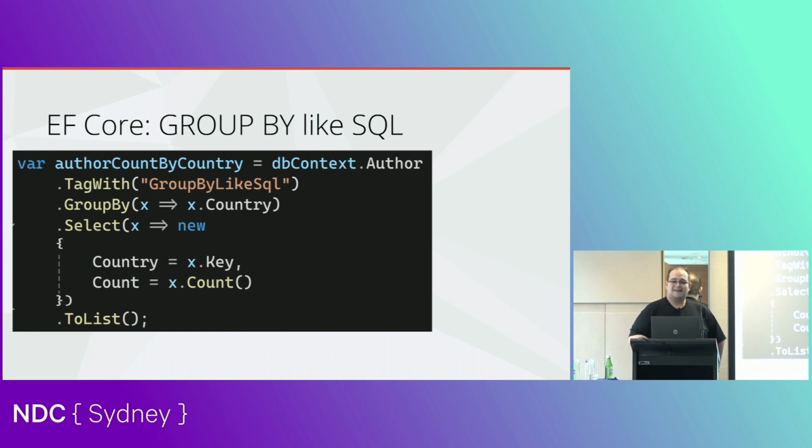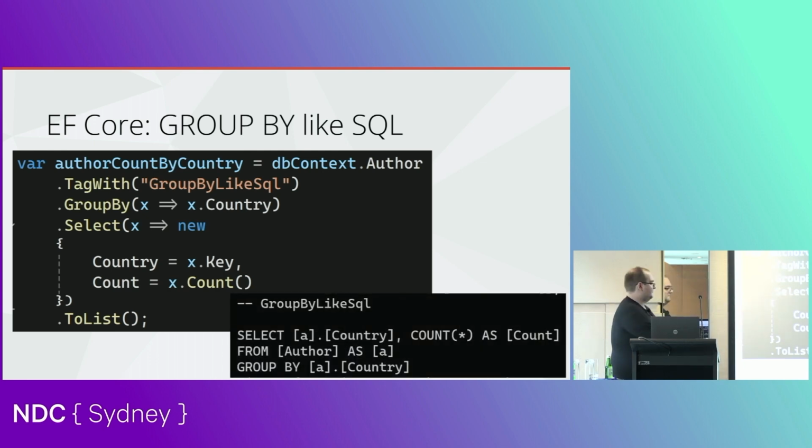But we can make a SQL-like group by in EF-core. And it's very simple. We just have to add the select statement. We need to summarize the group. So as long as we don't have any lists here, that we are mapping into a flat row, we're going to get group by.